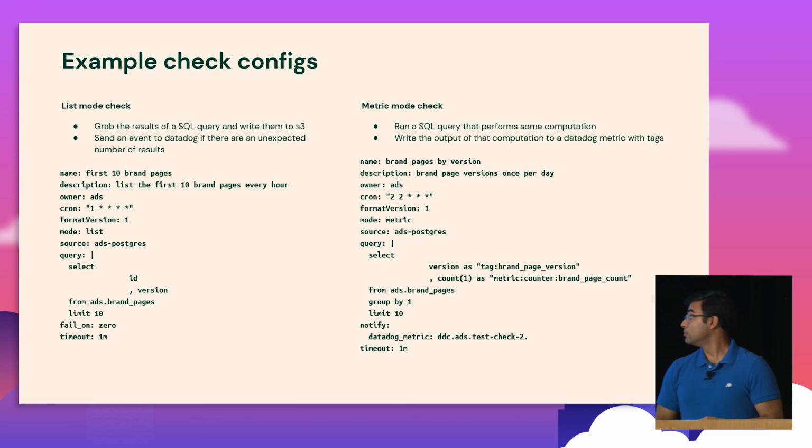Okay, so I've talked a lot about checks. These are some examples of checks. So in DDC, we support two kinds of check. One is what we call a list mode check, and the other is called a metric mode check.